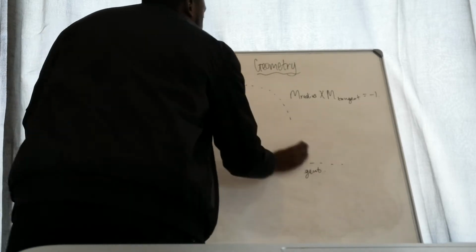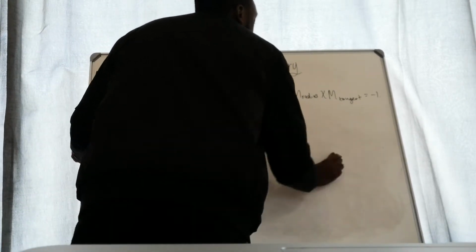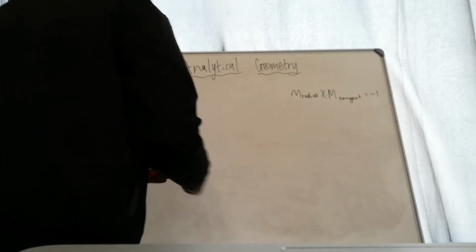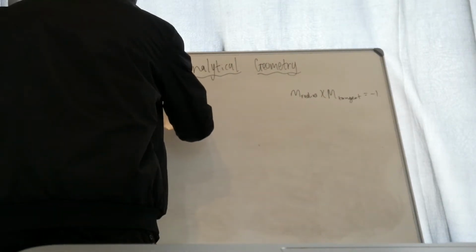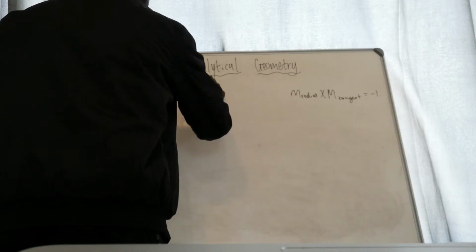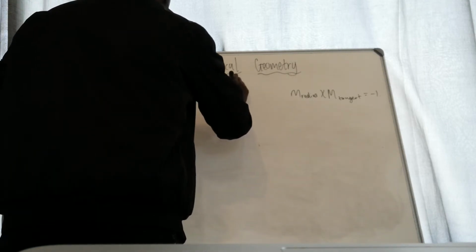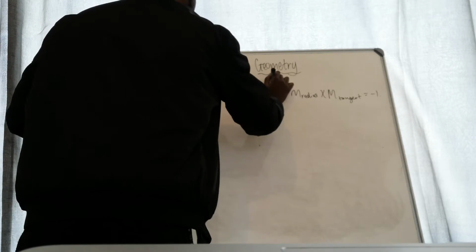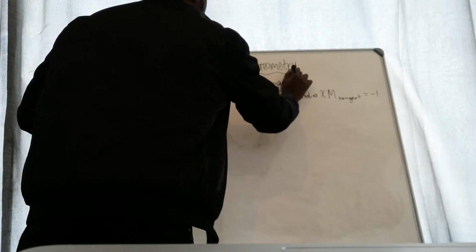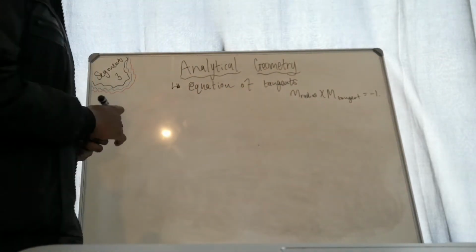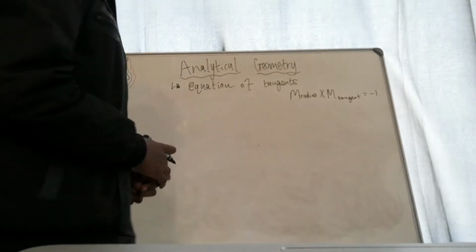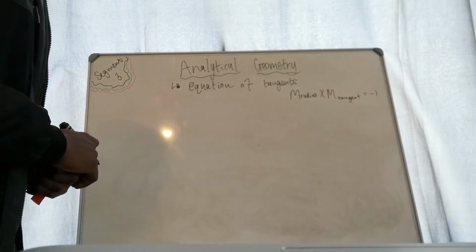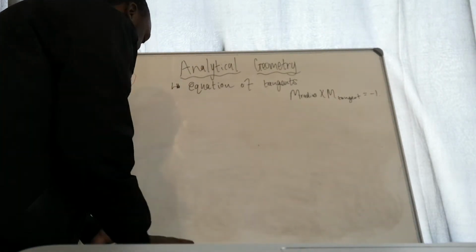Let me just erase this. This was just an intro, but we're going to need that formula there at the end. But the objective of today is we're trying to find the equation of tangents. That's what we're doing today. And I needed to use this formula because that's what we're going to be practically looking at today, right? So let's take an example.